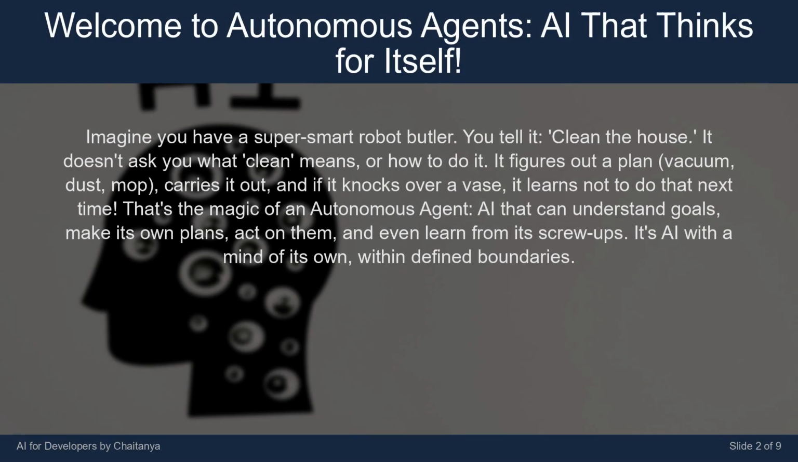Imagine you have a super smart robot butler. You tell it, clean the house. It doesn't ask you what clean means, or how to do it. It figures out a plan: vacuum, dust, mop, and carries it out. And if it knocks over a vase, it learns not to do that next time. That's the magic of an autonomous agent: AI that can understand goals, make its own plans, act on them, and even learn from its screw-ups. It's AI with a mind of its own, within defined boundaries.